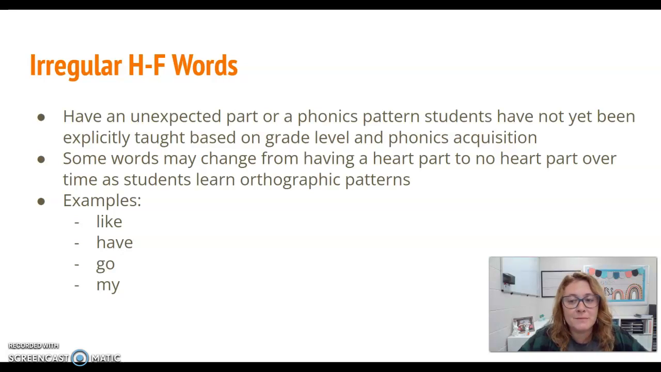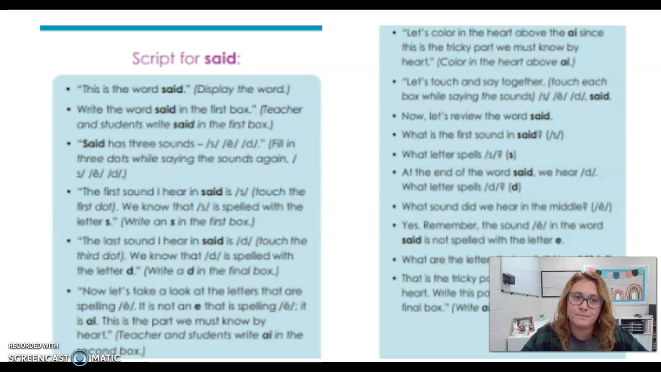By the time the same child reaches the middle of first grade, like will now be a regular high-frequency word because students know vowel consonant E. By second grade, have, go, and my are all going to be rules and syllable patterns that have been taught explicitly to our students, and they're going to be regular high-frequency words. So regular versus irregular words can change over time.